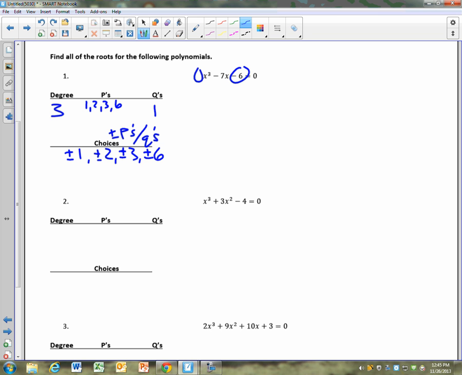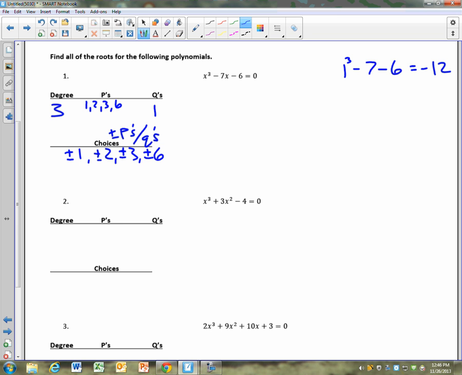Well, how could I check to see if one of them is a solution? We've got an even better option than long division or synthetic division. Just plug it in. If it's a solution, it should be equal to 0. Let's plug them in. Let's try 1. That's an easy number to start with, right? What's 1 to the 3rd? 7 times 1 is 7. So I get 1 minus 7 minus 6, which is negative 12. So was 1 a solution? No!